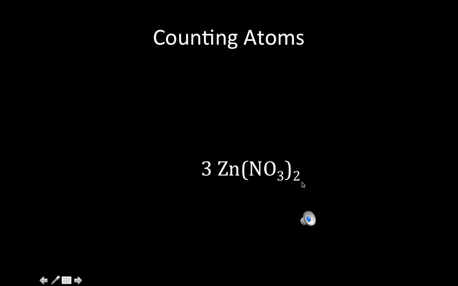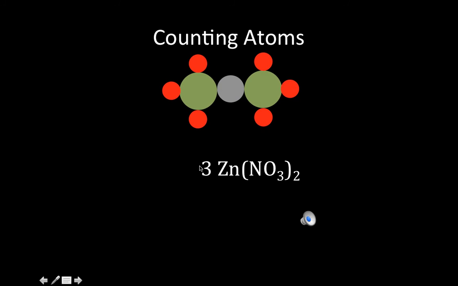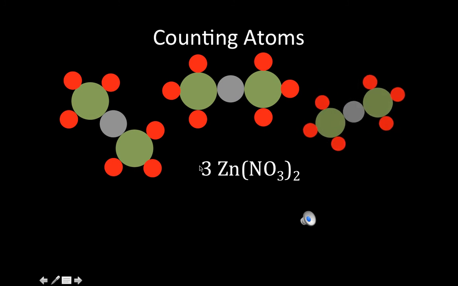Then you go 3 times 2 is 6. 6 times 3 is 18. So your last step is to multiply by the coefficient. Visually, it's going to look like this.